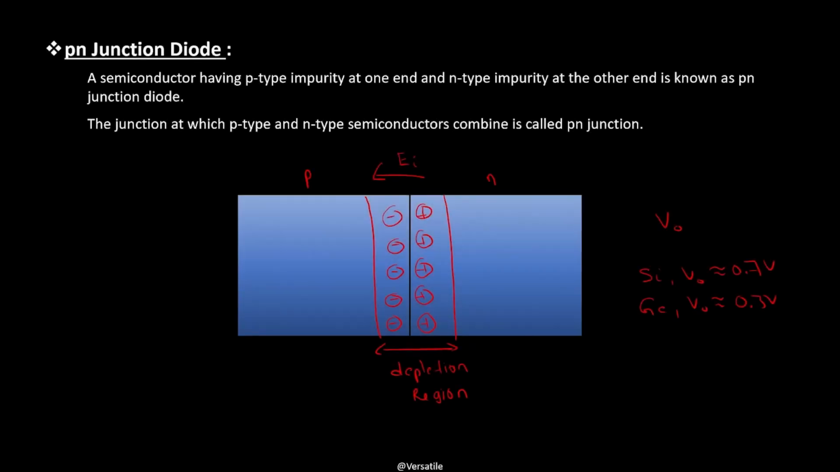Welcome back, guys. In the last video, we saw the working of a PN junction diode. Now today, we'll see what happens when a battery is connected to the ends of a PN junction. And there are two possible configurations.